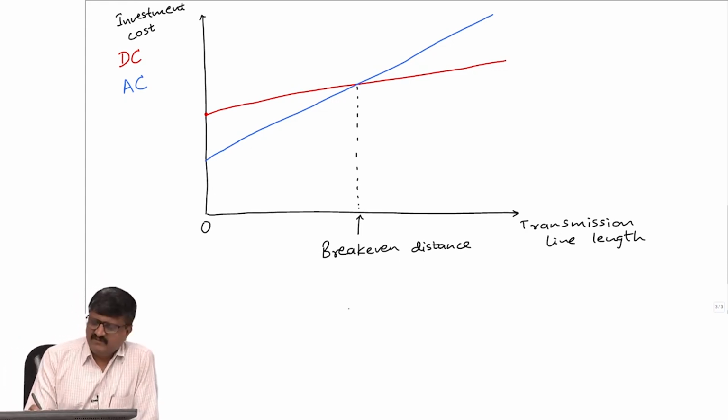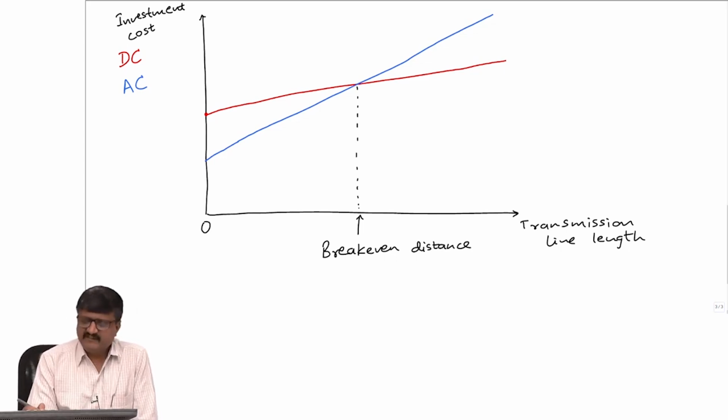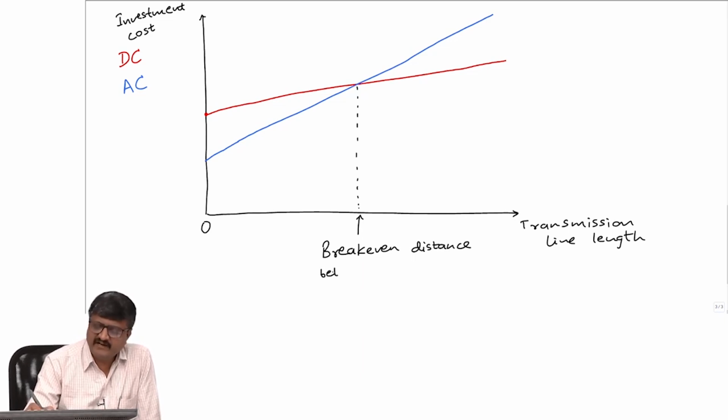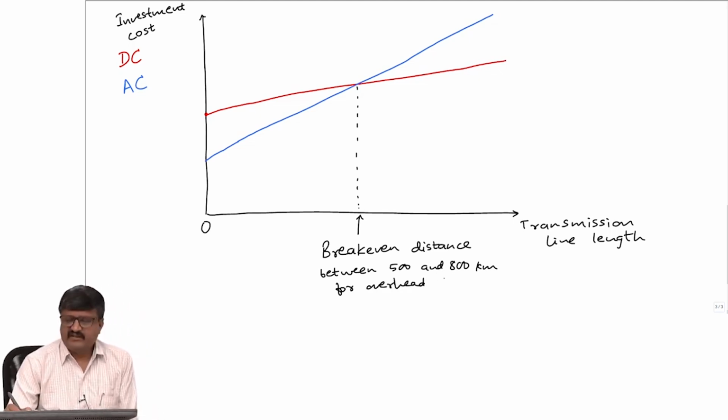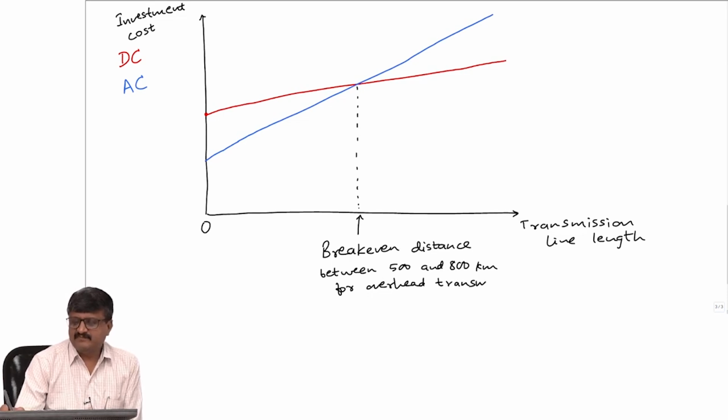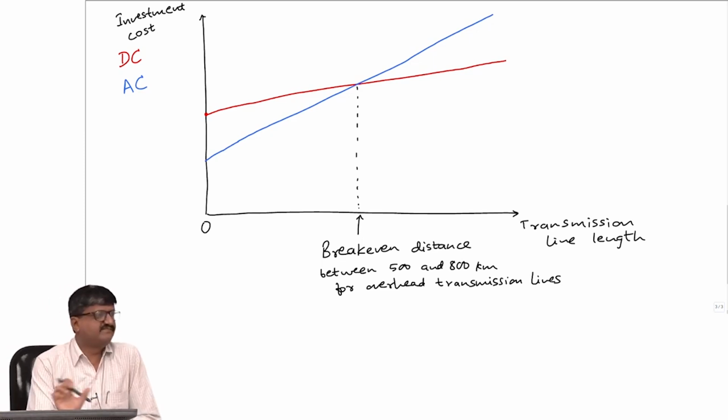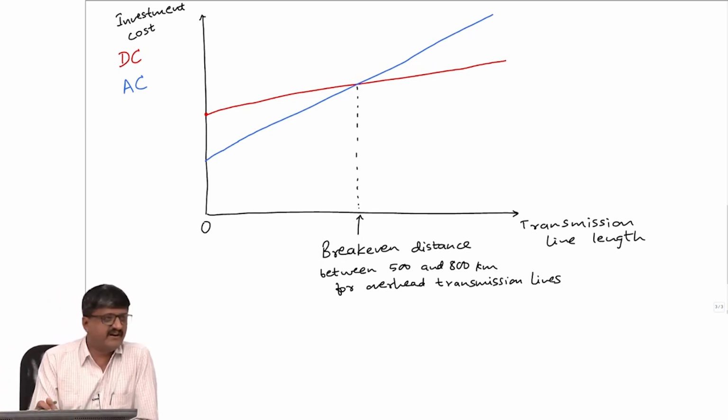Now this is dependent on the system, the voltage level, and the power level. Based on all these things, one can get a range of break even distance. It is between 500 and 800 kilometers. Of course, I am talking about only overhead transmission lines. So in practice, it is somewhere within this range, 500 and 800 kilometers.